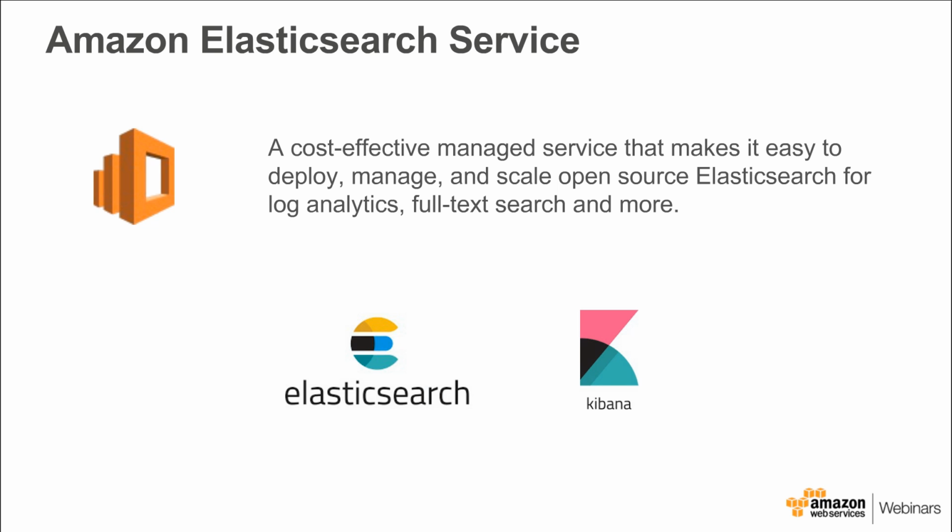Amazon Elasticsearch Service is a cost-effective managed service that makes it easy to deploy, manage, and scale open source Elasticsearch for log analytics, text search, and more. It is the Amazon managed version of the Elasticsearch cluster. It includes two different components today: the core search engine piece, Elasticsearch, and also the visualization piece, Kibana.